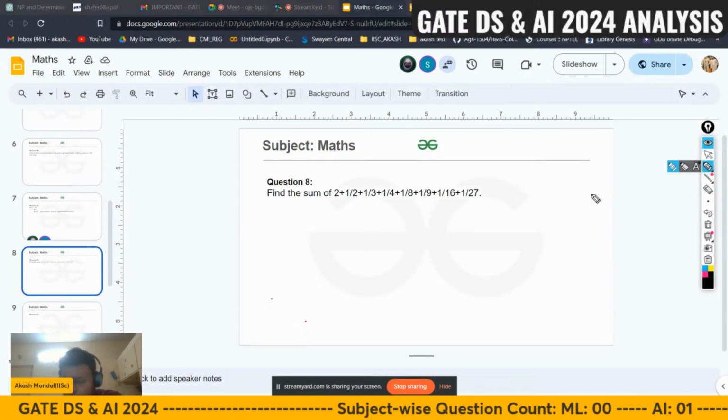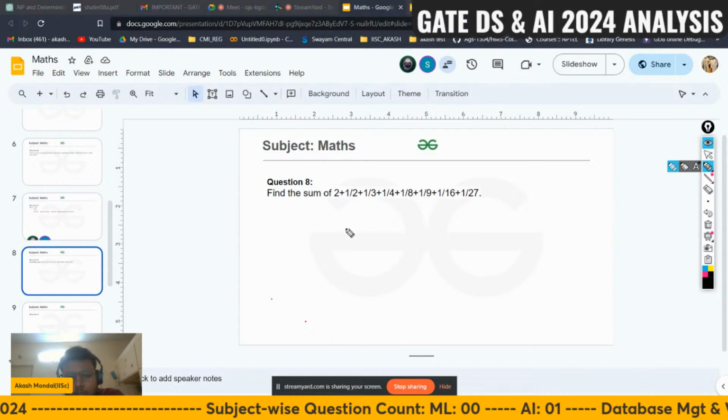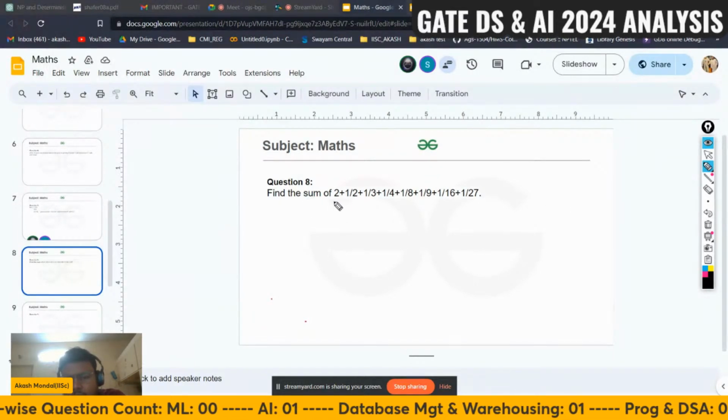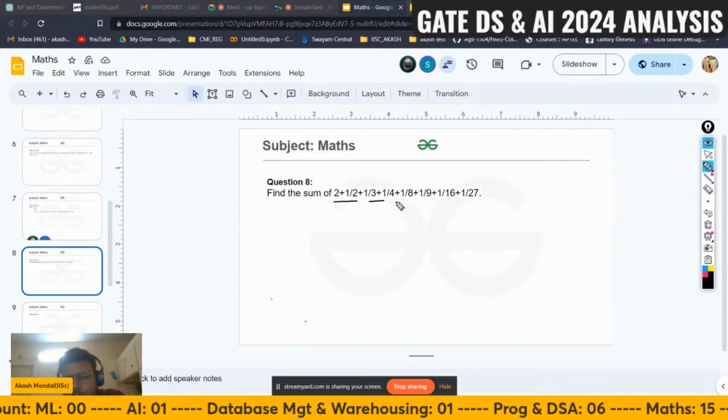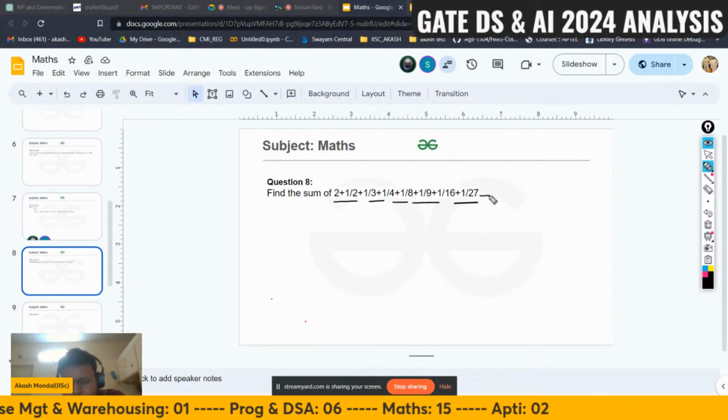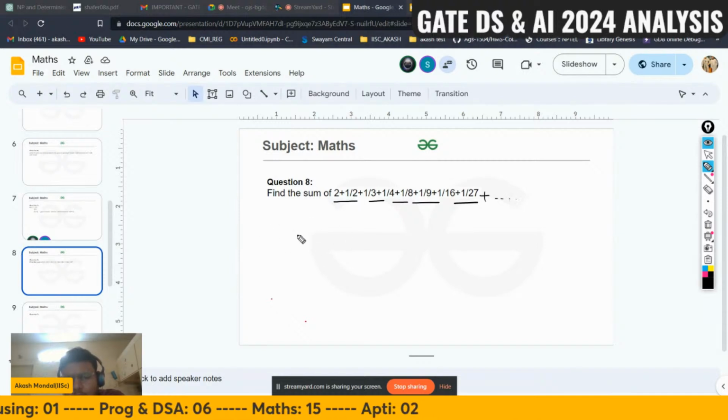So let's solve this problem. So this is saying you have to compute the sum of 2 plus 1/2 plus 1/3 plus 1/4 plus 1/8. So I think it's an infinite series. So how do you do it?